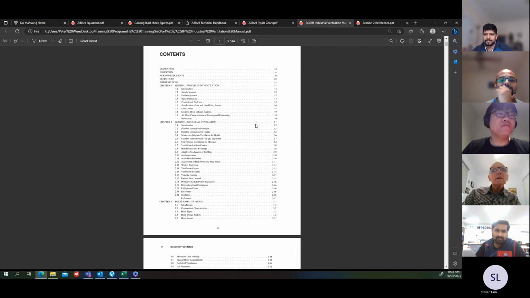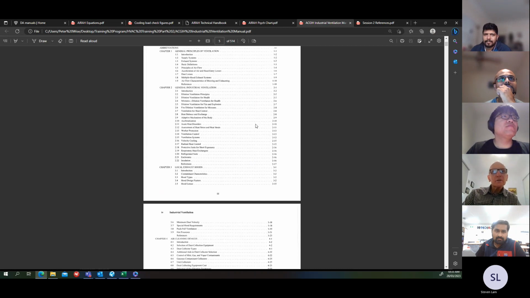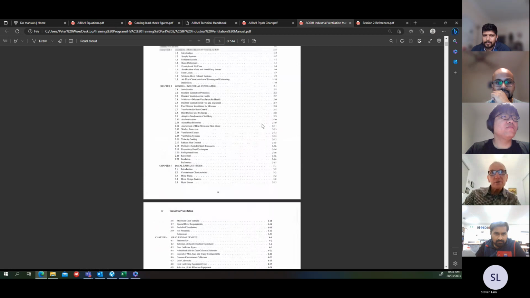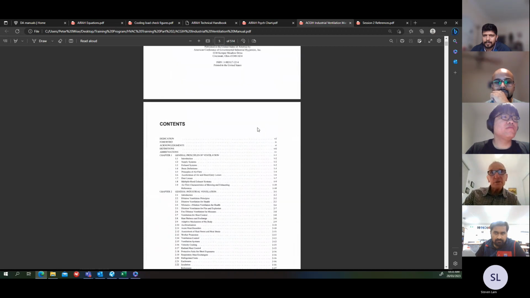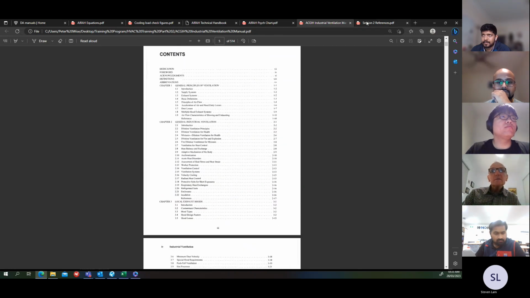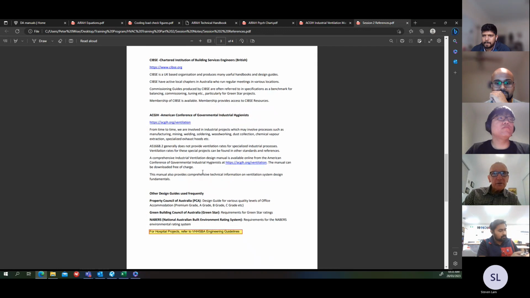So you can see here, there's a lot in it, and there's basic design principles for ventilation systems, which is useful anyway. But you can find it in ERA, ASHRAE, but not the references to industrial ventilation systems. Well, ASHRAE would have it, definitely. You'd find it in there, but this is a really good book to have a look at.